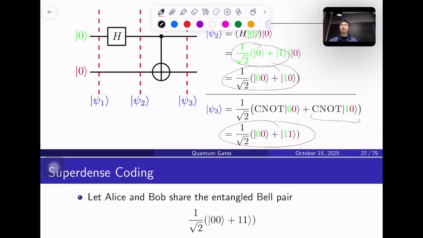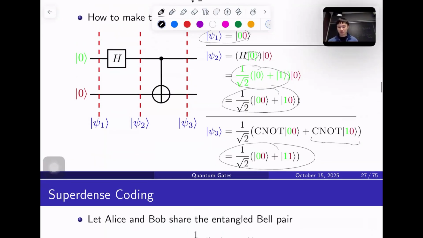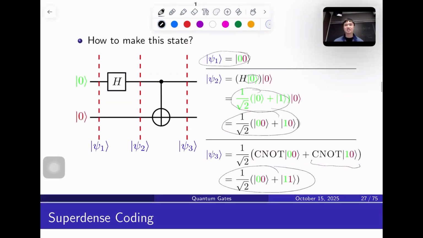Can you just repeat what C-NOT does again? Sorry. Yeah, no worries, of course. C-NOT is the controlled X. So the C basically means controlled, and then NOT is analogous with X.